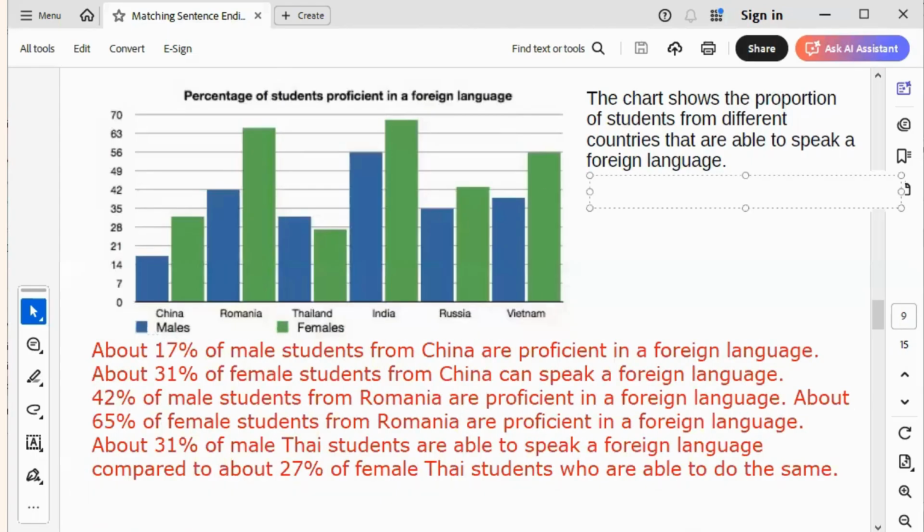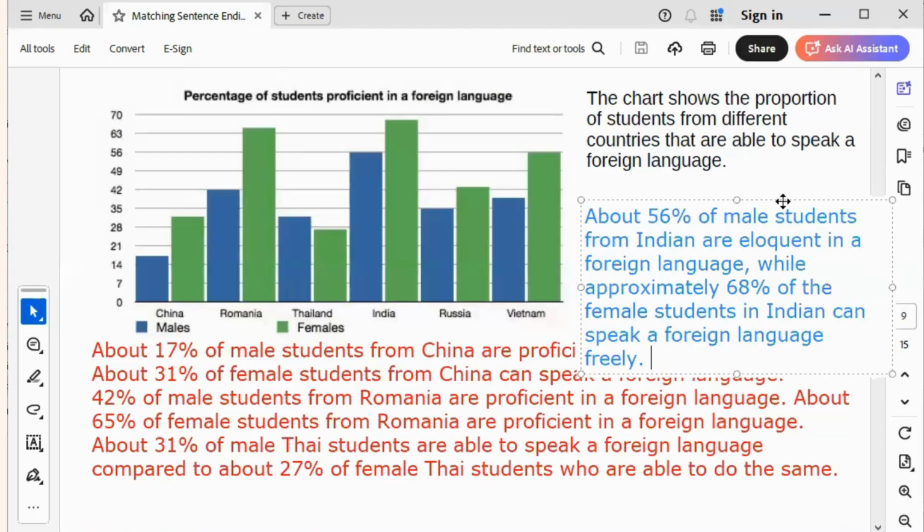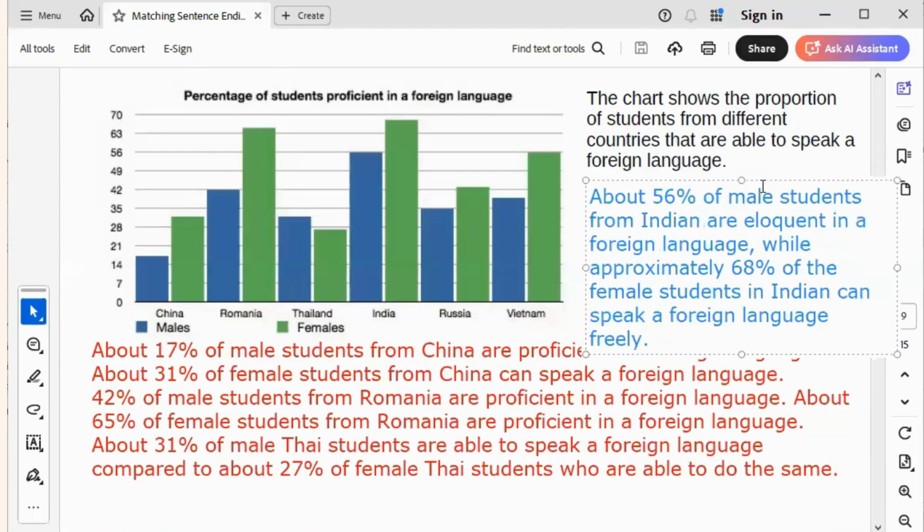So this is the person's response. Let me do it in color blue. So look at the person's response. About 56%, that's India. Male, yes, that's 56%. That's X. 56% of male students from India.